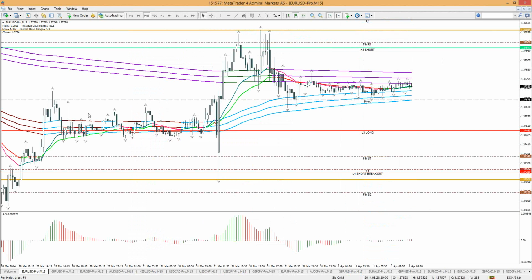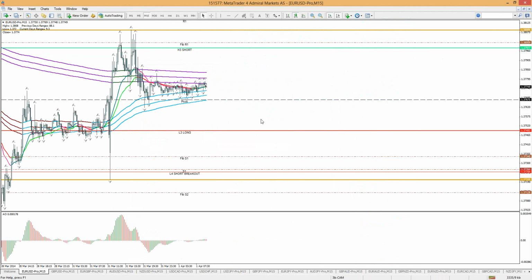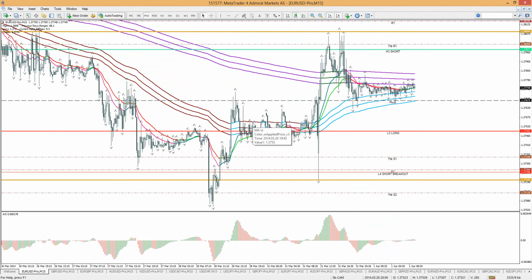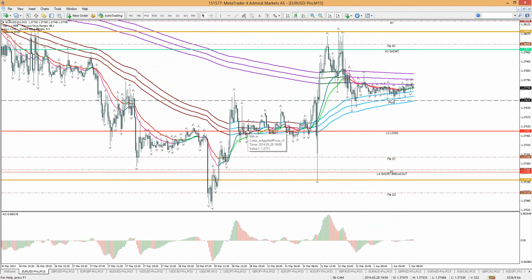So with that said, let's take a look at the euro dollar. This time around a bit different. Not only do I have moving averages on the chart, but actually also a Camarilla pivot point indicator. And I'm going to be looking at both here in combination with each other.